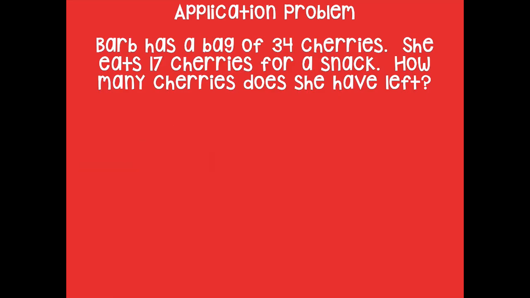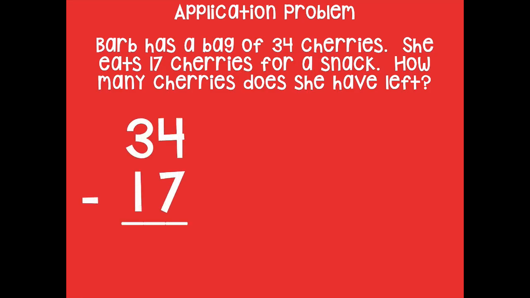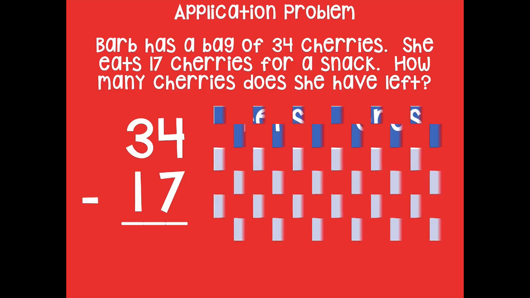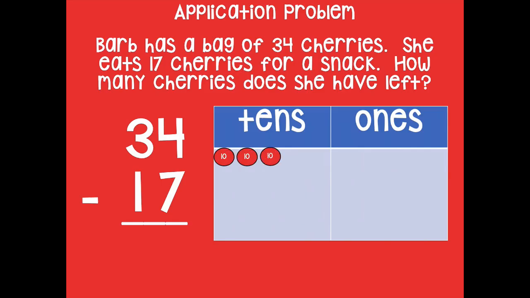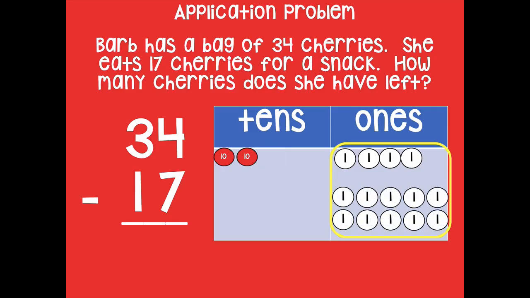All right, friends, pause if you need more time. Otherwise, here we go. So I saw that this was a subtraction problem because I noticed that they started with 34 cherries and then she ate some. So that means she's going to have less. As I did this, I modeled 34, 3 tens, 4 ones on my place value chart. And then I looked at my ones and said, oh, you know what? I only have 4 and I need to subtract 7. So I need to take a 10 and decompose it into 10 ones. So now I have 10 ones there, and now I'm able to subtract because I have a total of 14 ones now. So if I take away 7 of them, I'm left with 7.